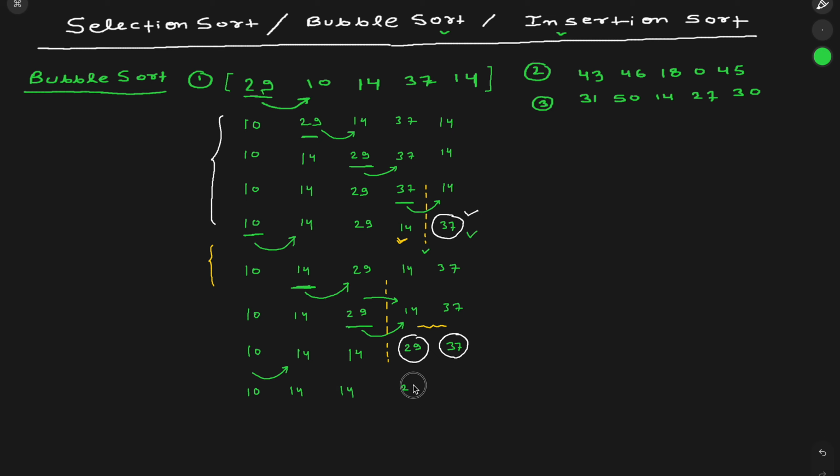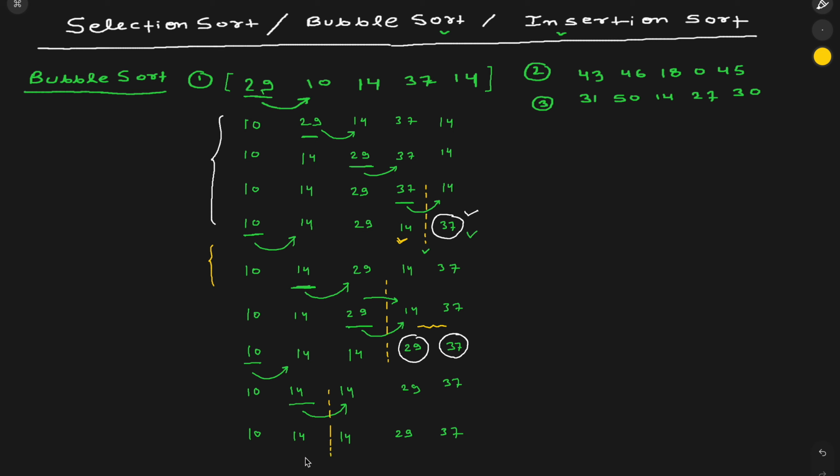14, 29, 37. Then again it will check if this is completed. So it will check this 14 to this 14. This 14 is equal, so we will not do anything. So 14 will stay as it is, and 29, 37. So we are done now till what index? Till this index we are done now.